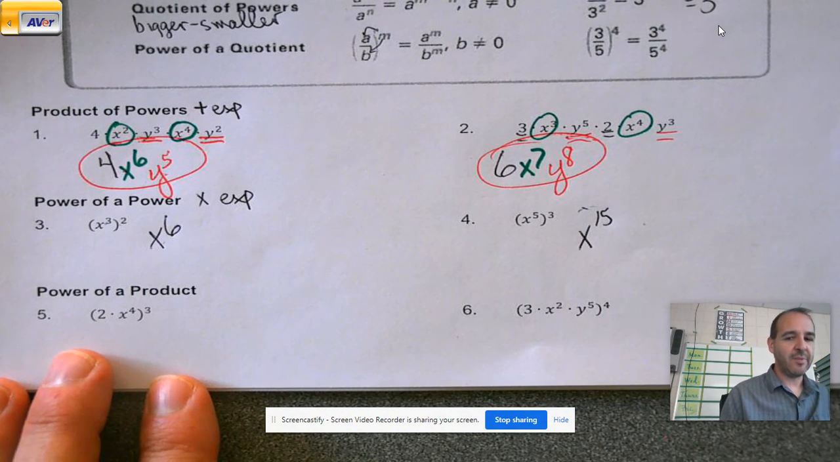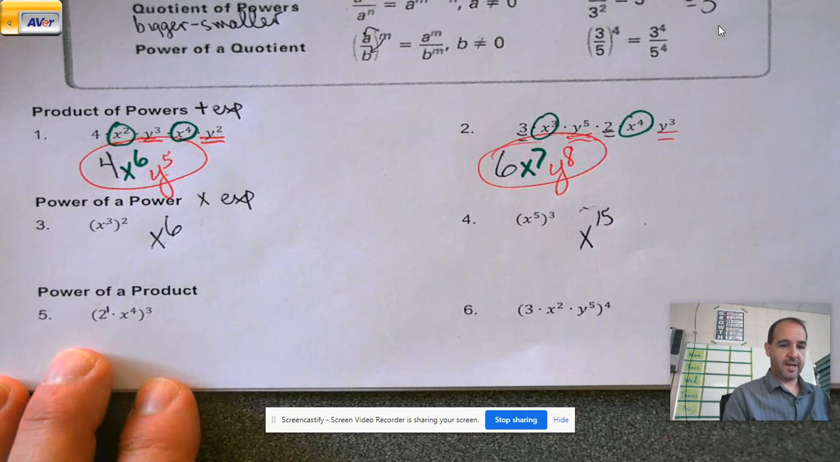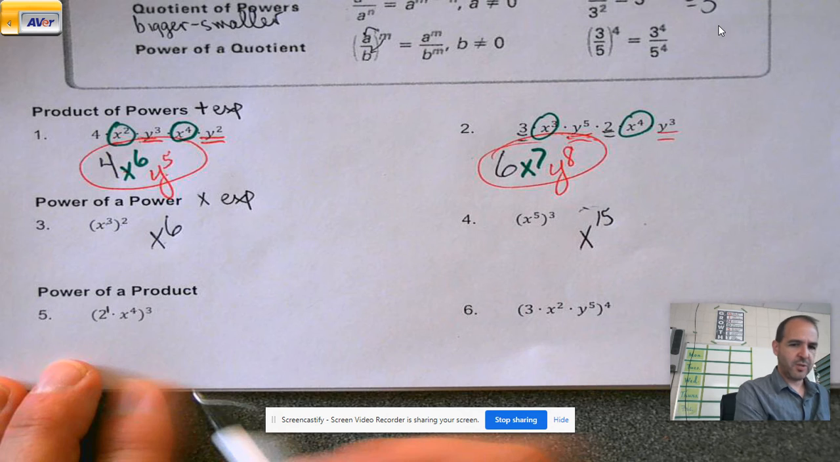So as we continue to keep rolling here, okay, power of a product. Now, very similar except for one small difference. Now, there may be multiple things in here. You're like, wait, what did you just do there while you were talking?